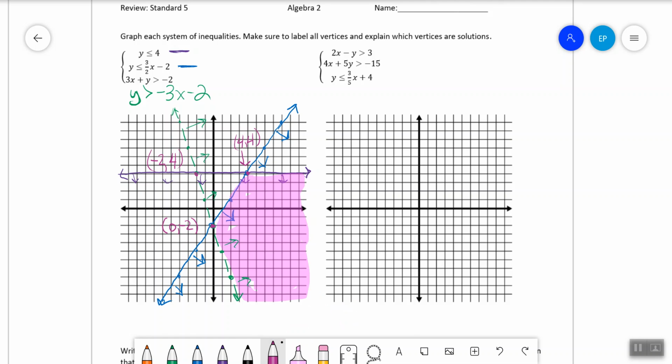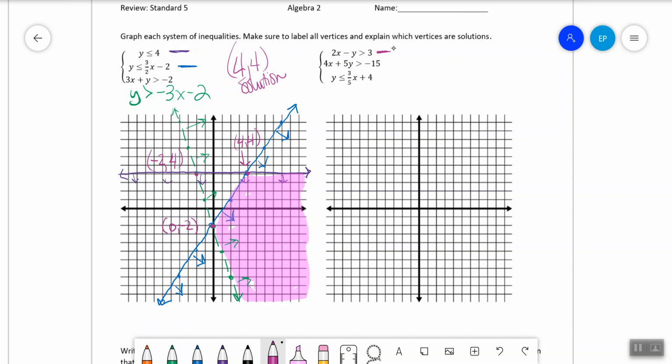So my only solution would be 4, 4, because it's the only one that makes the inequalities all true, because it falls within the shaded region. This one here does not. Excuse me, it's not a solution because it is on a dashed line.